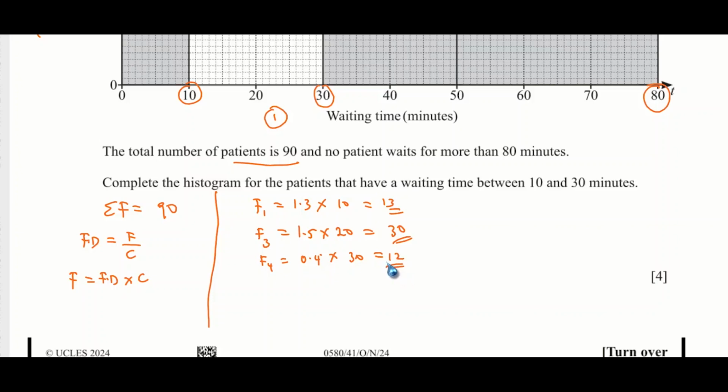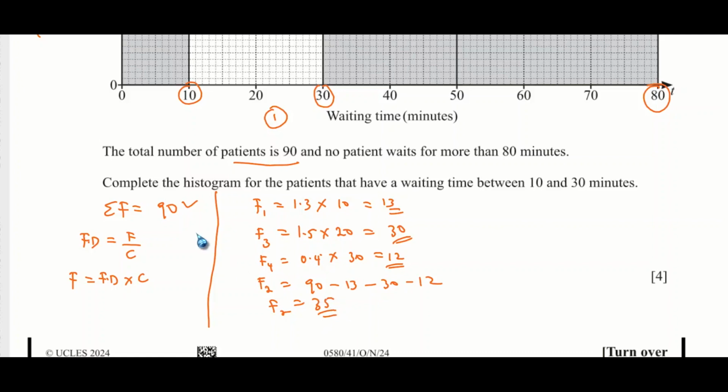Okay, so we know that the summation of all these frequencies is 90. So that means I can get F2 from here. So F2 will now be equal to 90 minus 13 minus 30 minus 12. If you input this into your calculator, it should give us 35. So that means the frequency is 35.